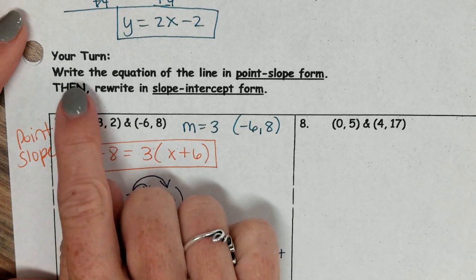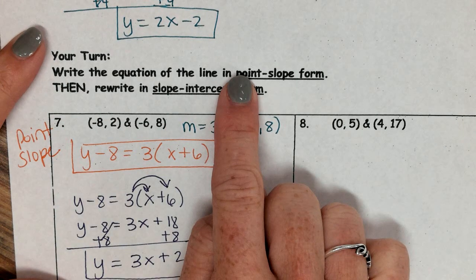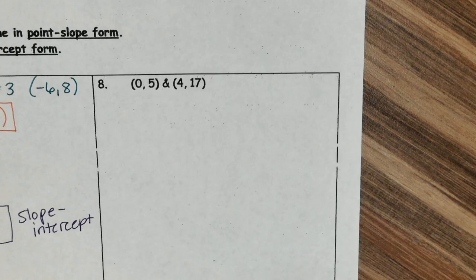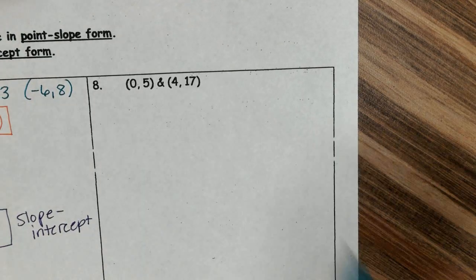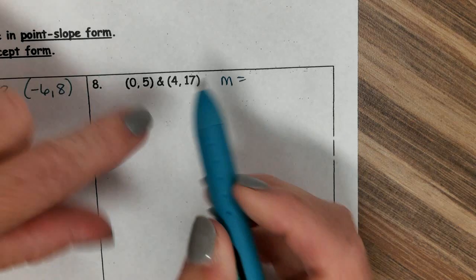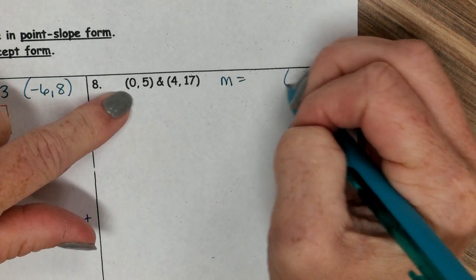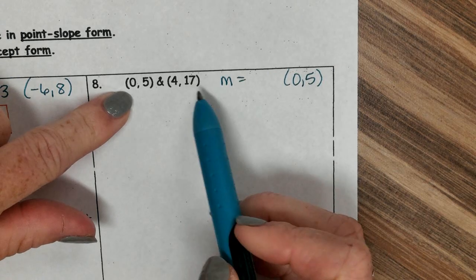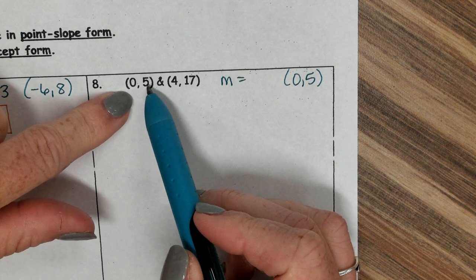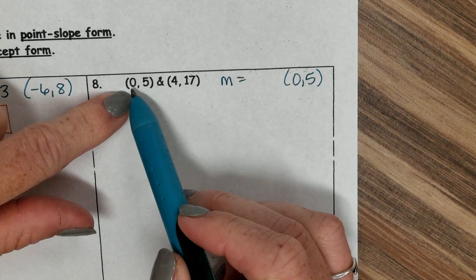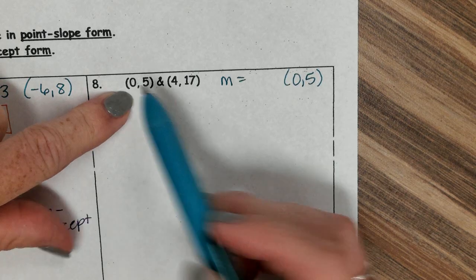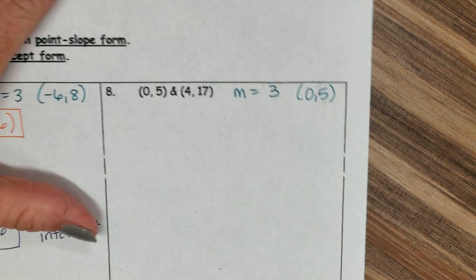What is the first thing it asks me to do? Write it in point-slope. So I need an m and a point. Which one of these points do y'all want to use? 0, 5? All right. To find the slope, 17 minus 5 is 12. 4 minus 0 is 4. What's 12 over 4? 3. All right, so there's my slope.